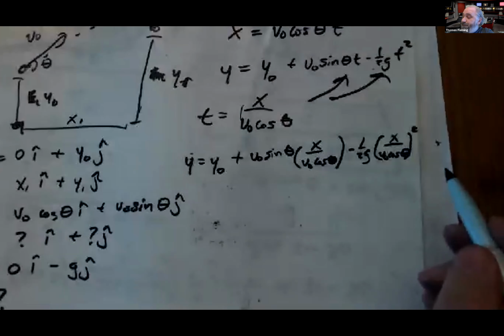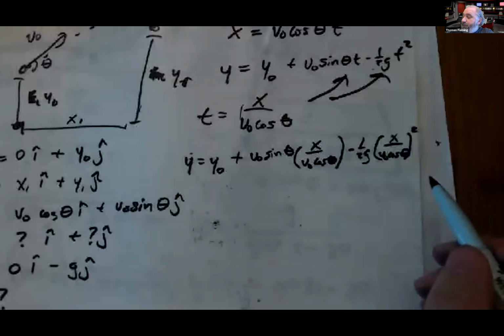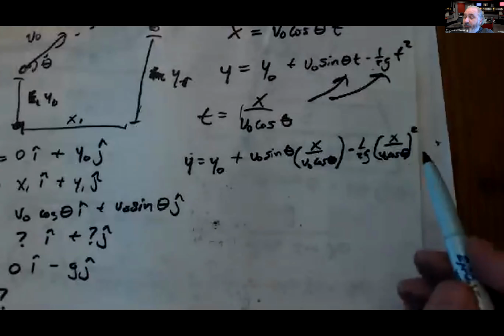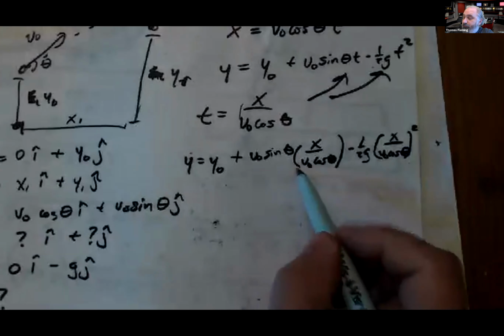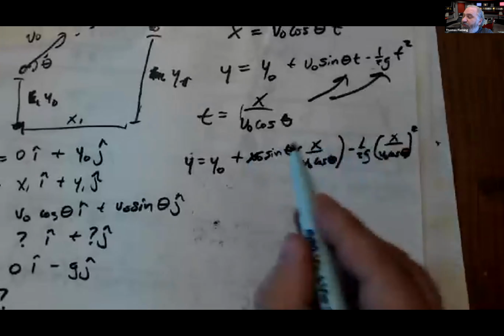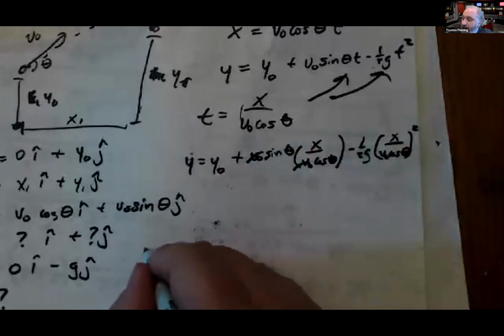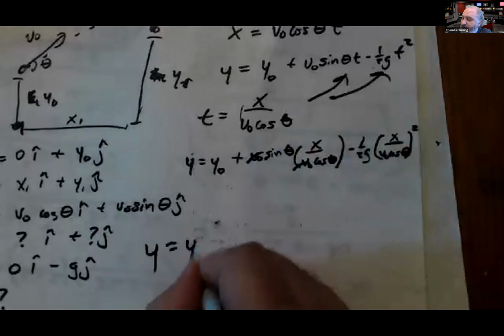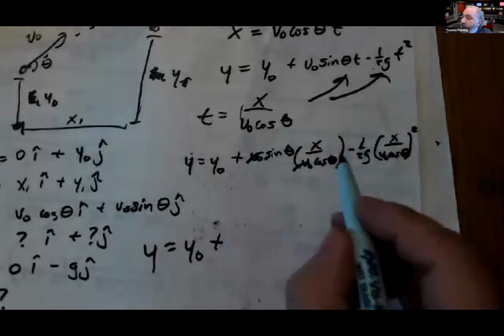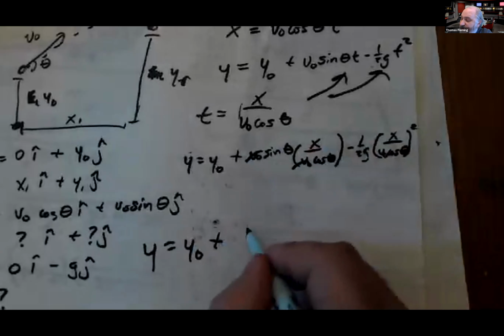What's going to happen is I'm going to pretty this up a little bit. I have v initial divided by v initial, which cancels. I also have sine of theta divided by cosine of theta, and I can replace that with a tangent. So I'm going to have y final equals y initial plus x times the tangent of theta.